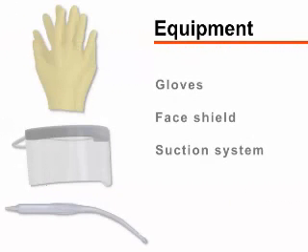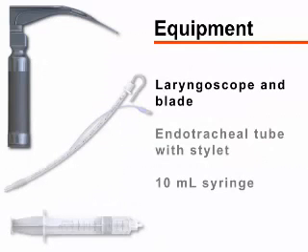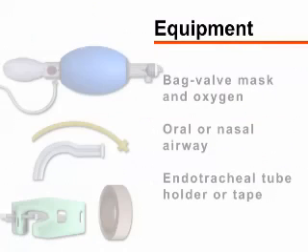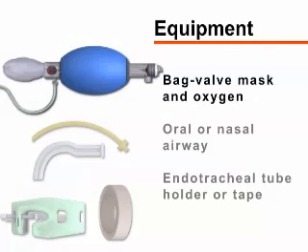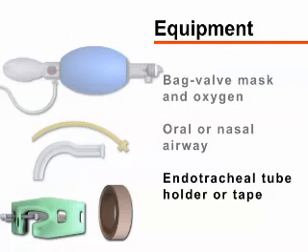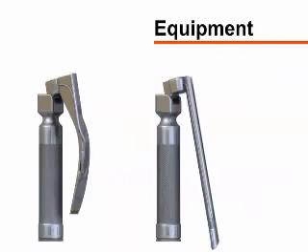Begin by gathering the required equipment. You will need gloves, a protective face shield, a working suction system, a laryngoscope with appropriate blade, an endotracheal tube with stylet, and a 10 milliliter syringe. You will also need a bag valve mask attached to oxygen, an oral or nasal airway, and tape or an endotracheal tube holder.